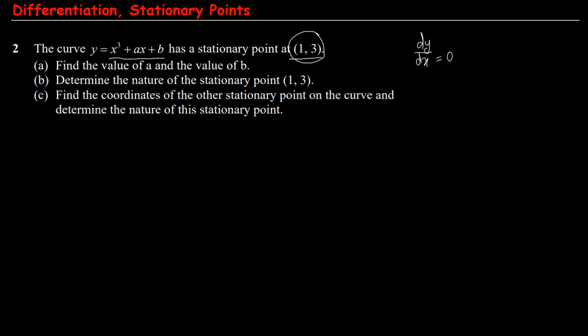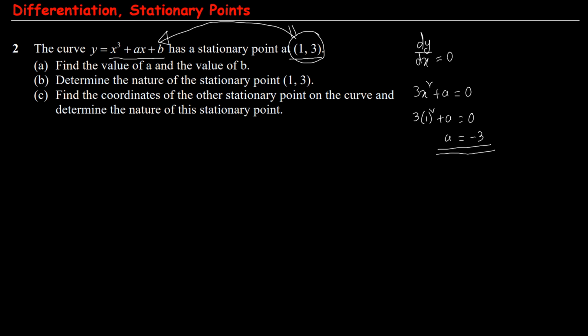If we differentiate, we get 3x square plus a. Let us consider it equal to 0 by putting the value x equals 1 here. So we can write 3 into 1 square plus a equals 0, and from here a equals minus 3. And how do we find the value of b? Because the stationary point (1, 3) definitely lies on the curve, we can use the main equation to get the value of b.